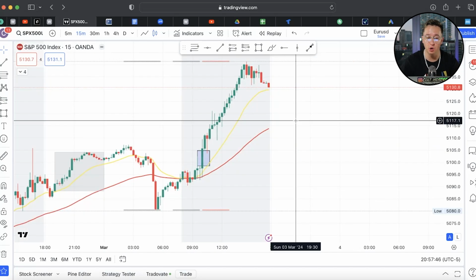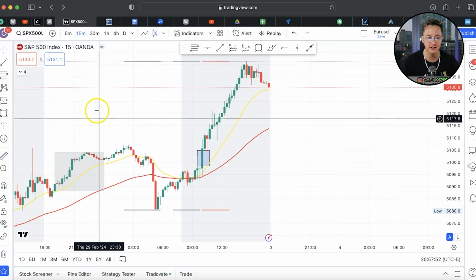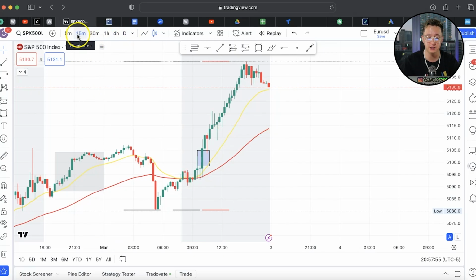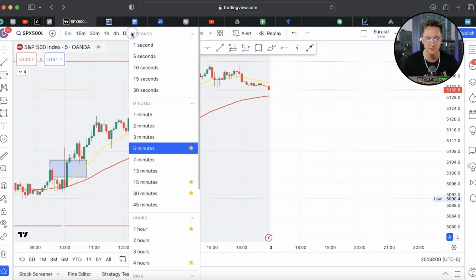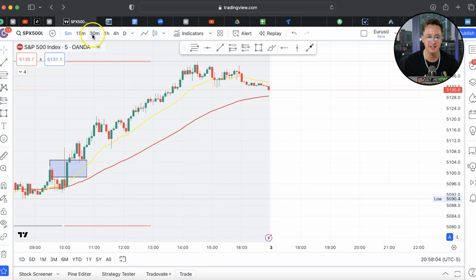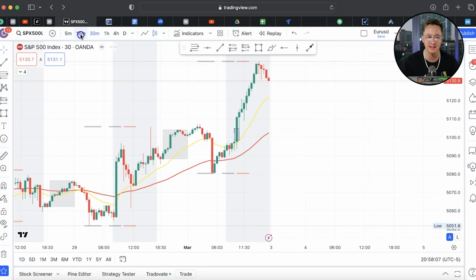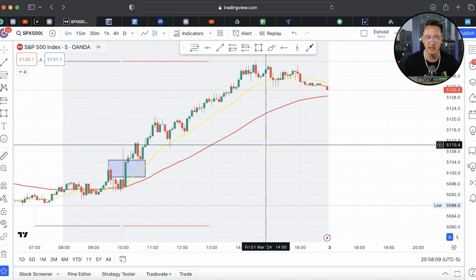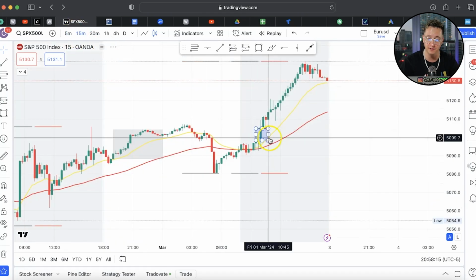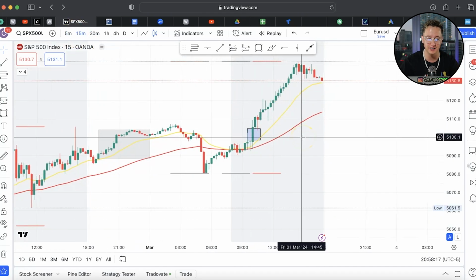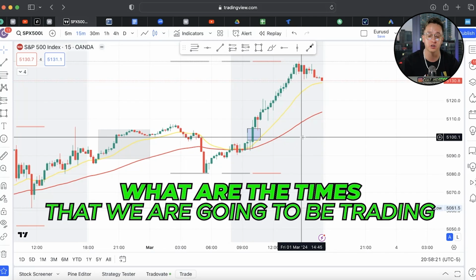Step 2 is going over the time frames and the times that we are going to be trading. The time frames that I am on are going to be the minute 15 and the 5-minute time frame. If you guys go right here and you click this little star next to it, it will favorite it to make it easier to switch through time frames at the top right here. So as we're looking at the 5-minute, we can see each candlestick represents 5 minutes and the minute 15 represents 15 minutes. Now you're probably asking me, Colt, what are the times that we are going to be trading?